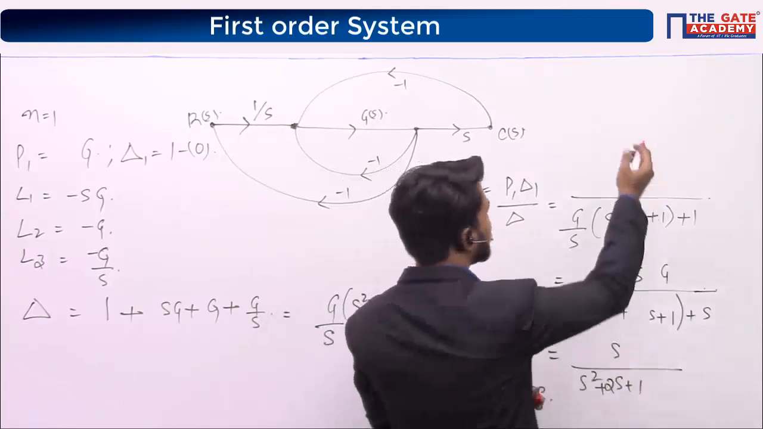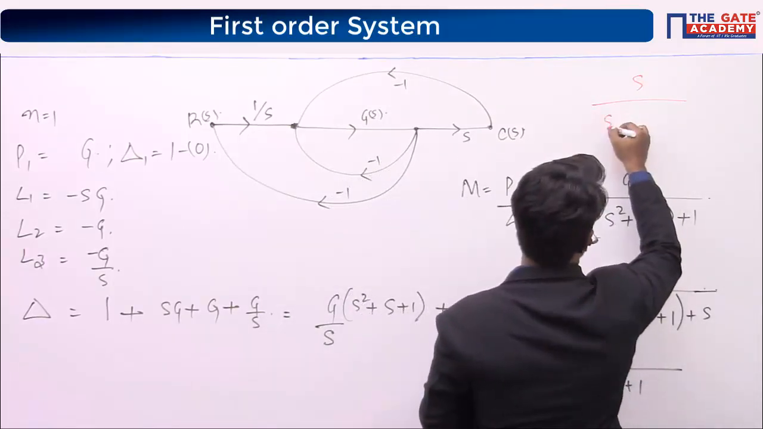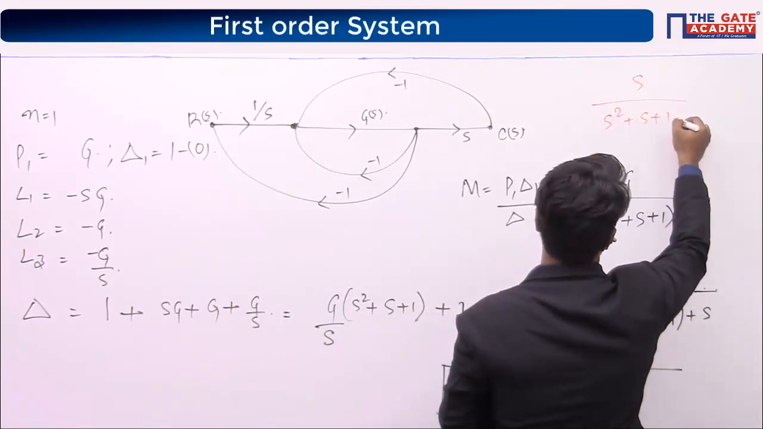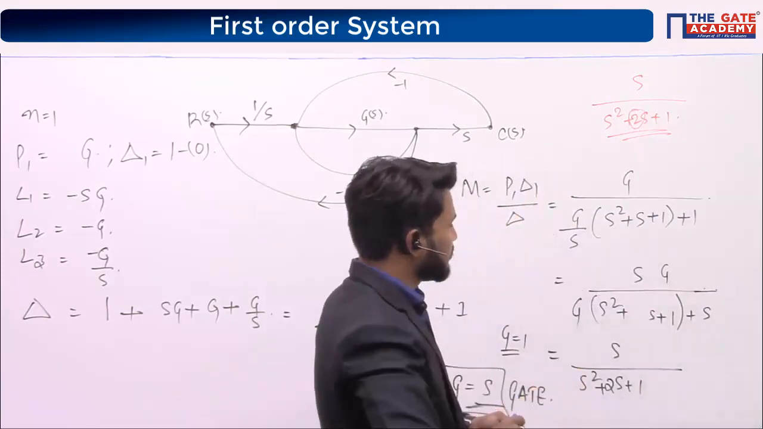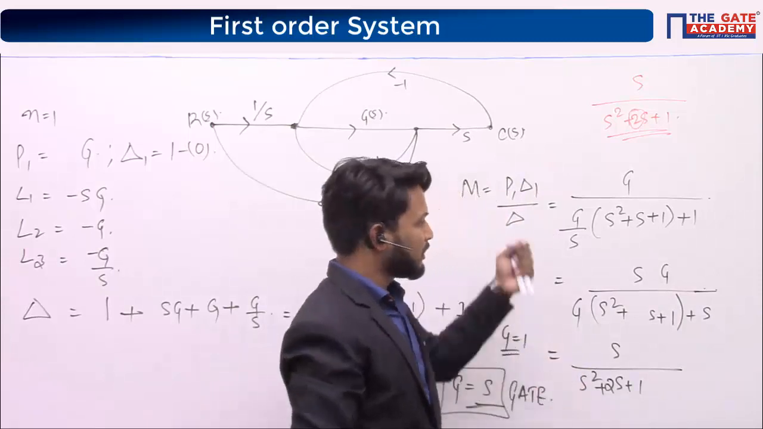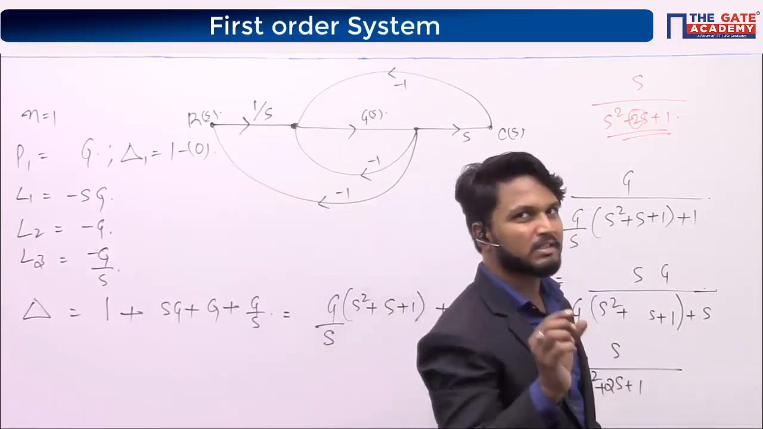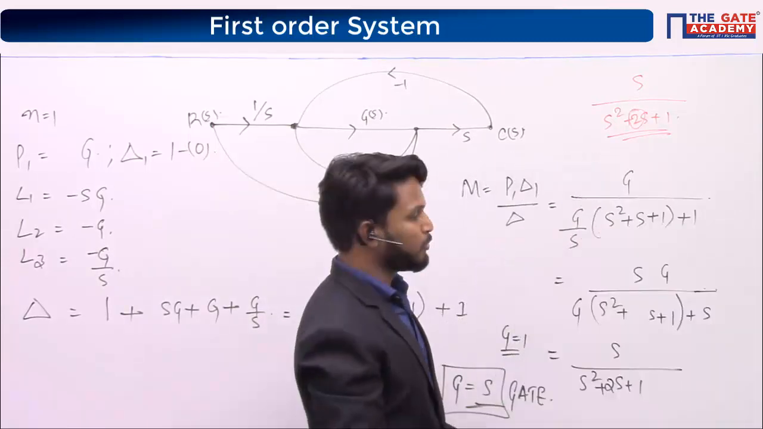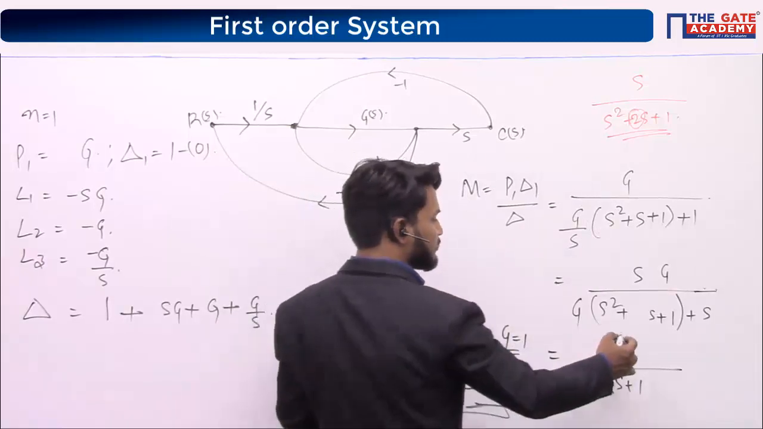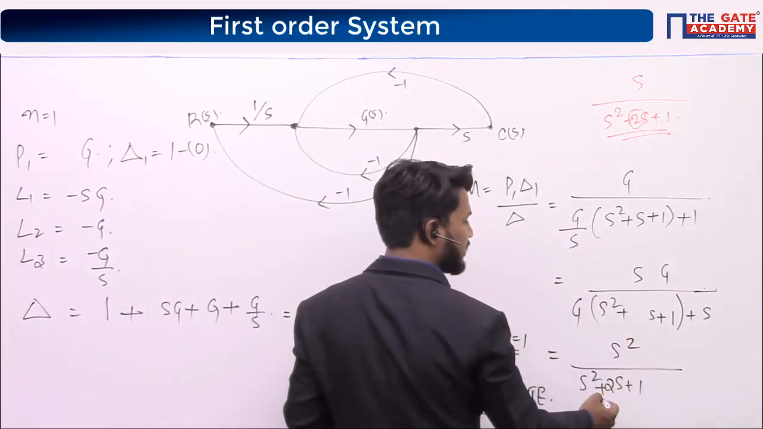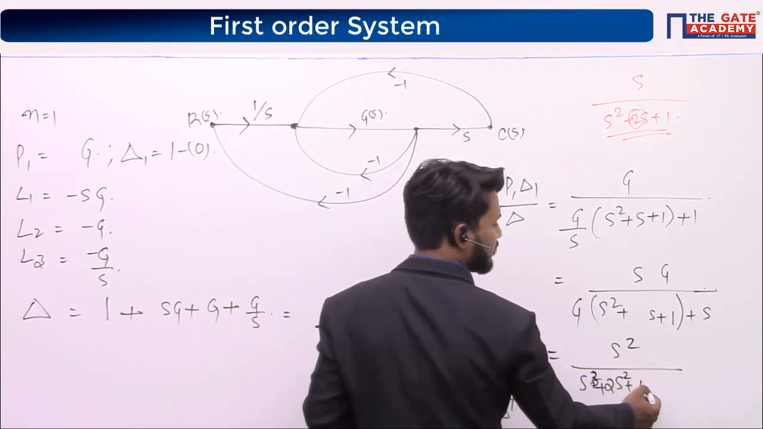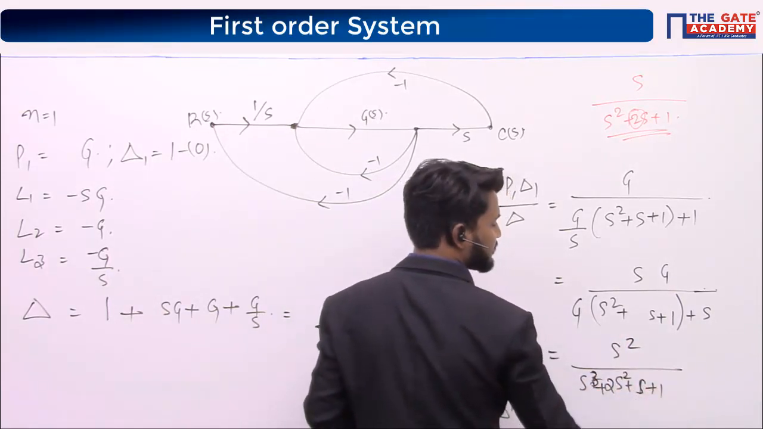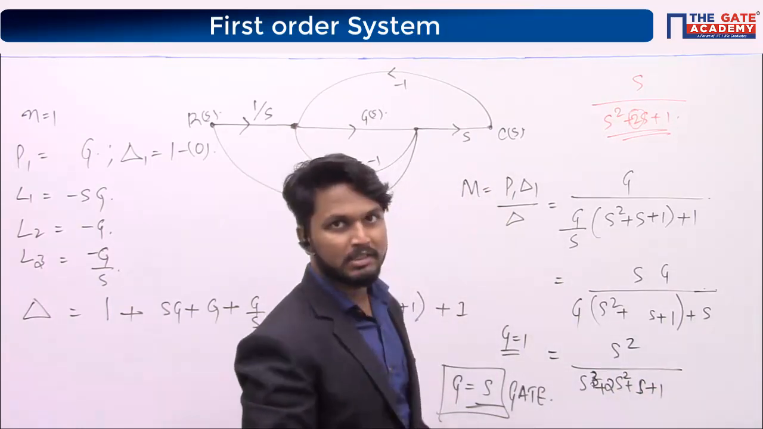The transfer function given in the question is what? It is S divided by S square plus S plus 1, right? We still miss a 2 here, right? And also we miss G to be equal to 1. So this is a question which has a slight mistake in it. If you put G is equal to S, the transfer function you would get is S square by S cube plus 2S square plus S plus 1. So G cannot be S here.